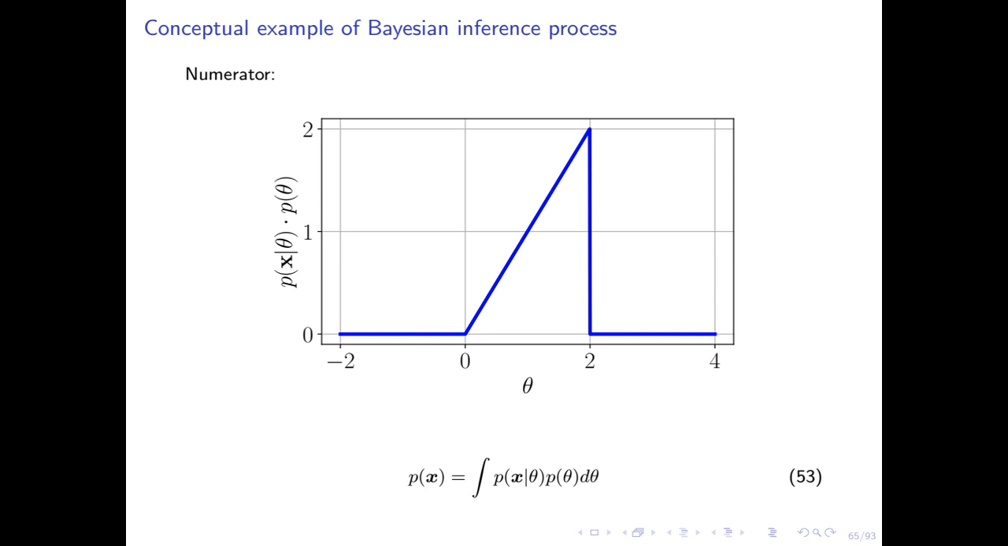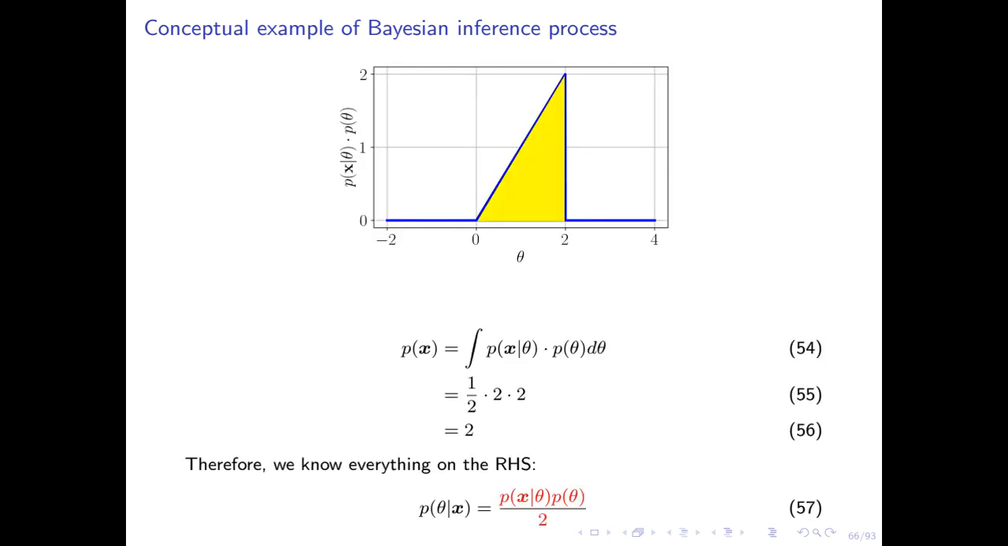And we can integrate it over all possible parameters. Intuitively, I demonstrated to you that the numerator of Bayes' rule is the product of the likelihood function times the prior. In this case, it's a triangle. And all that the denominator term is, is the area under this triangle. That's all that this equation is indicating to us. So this area under the triangle is this yellow section here, and it's equal to 2.